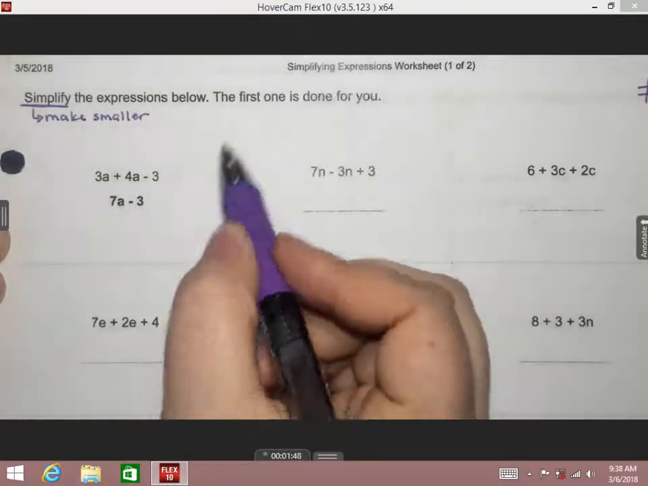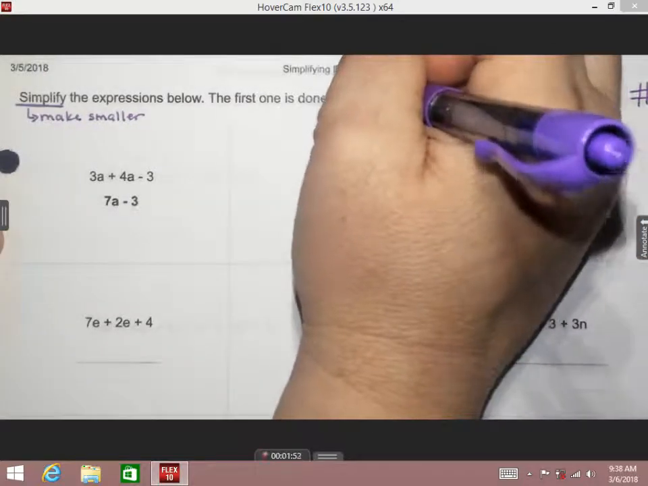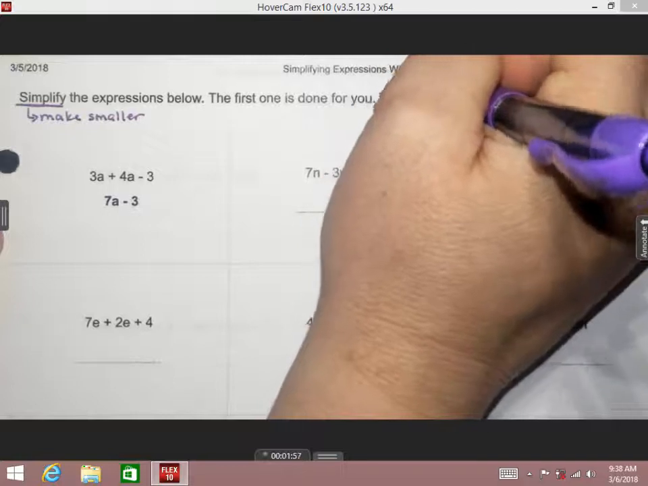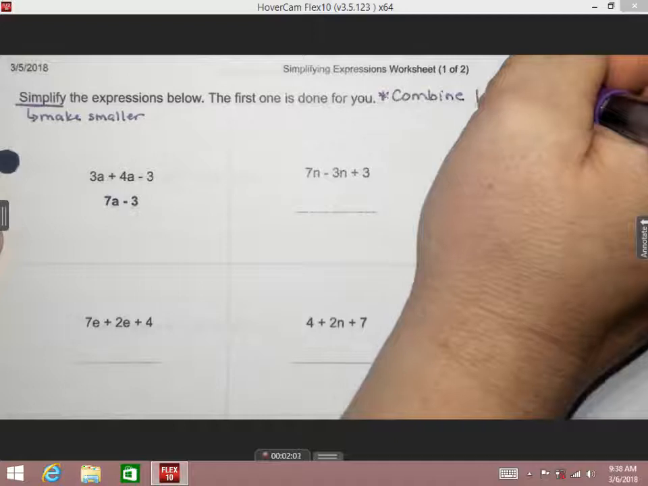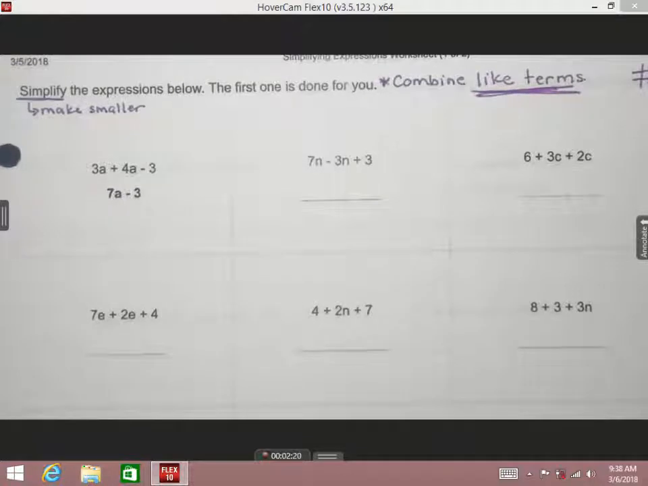It tells us the first one is done for us, but let's talk about what they're doing. The whole goal here when we're simplifying is to combine like terms. Our goal here is to combine like terms. Okay? So before we talk about like terms, we're just going to go with a reminder on what a term is. So a term is a piece of the expression.